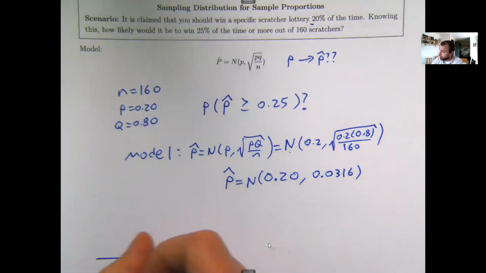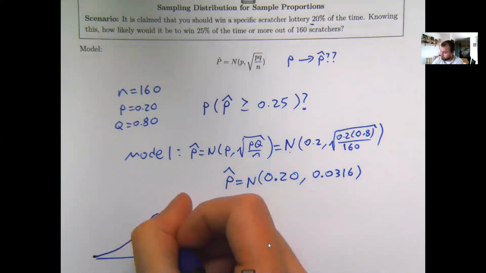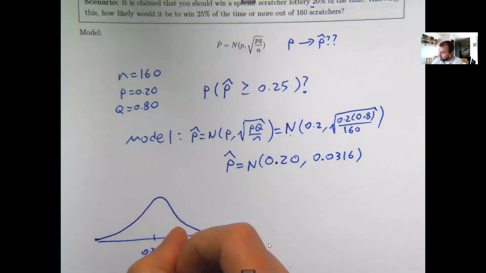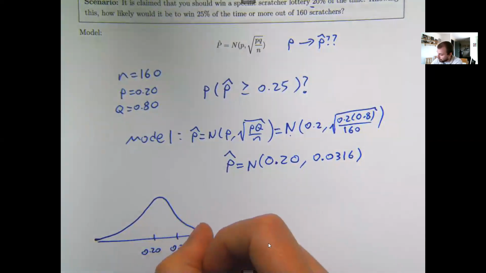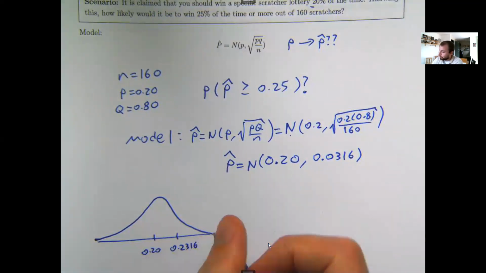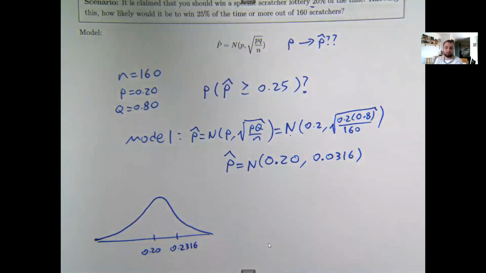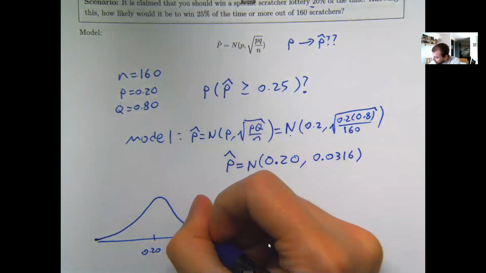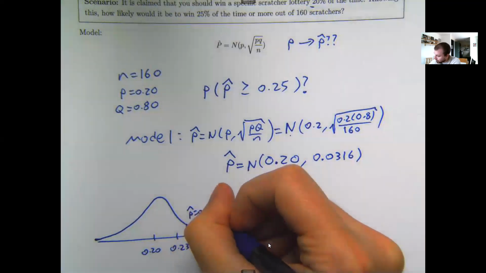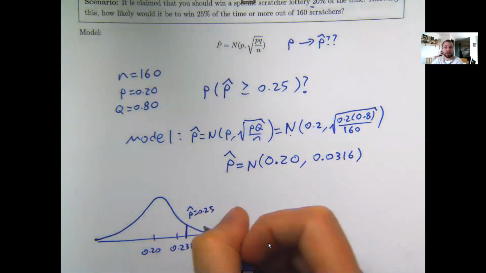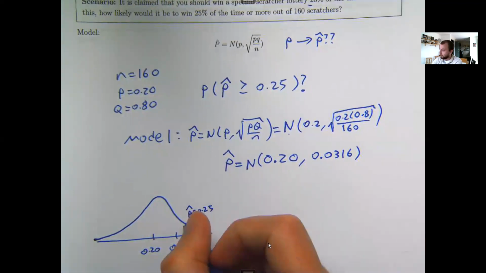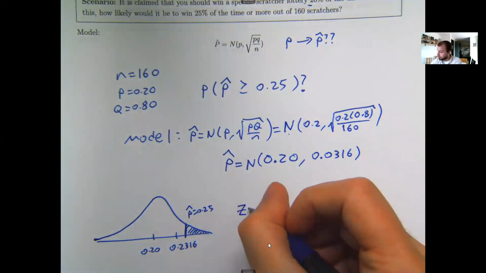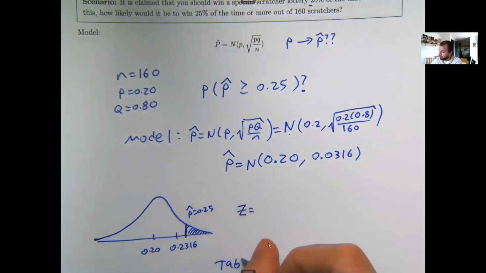So I'm going to draw my model that has a center of 20% and a standard deviation of 3.16 from that. Now, my question is asking me about a success rate of 25%. That sample success rate is about here. It looks like it's 1.5 standard deviations away or so. And I want that much or more. So we're going to find the z-score, and then we're going to look this thing up in a table.